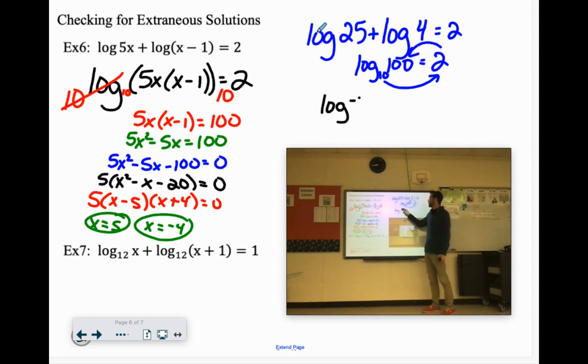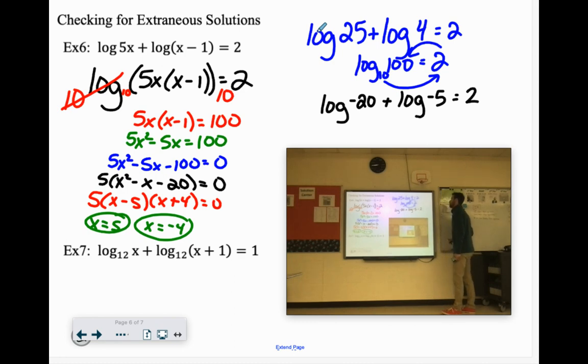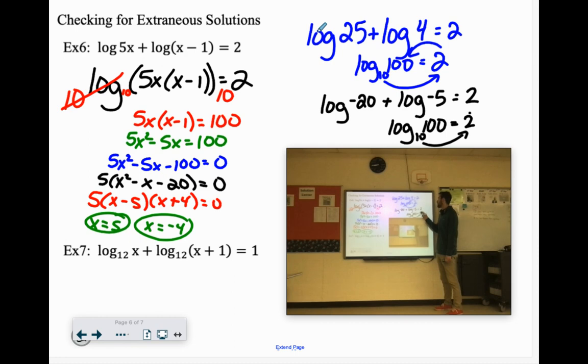5 times negative 4 is negative 20, plus log negative 4 minus 1 is negative 5. So if we did bring these two together, it would come as log 100 equals 2. And then you're like, okay, 10 to the second power equals 100. But if you type in your calculator log of negative 20 it'll say domain error. You can't take logarithms of negative numbers.